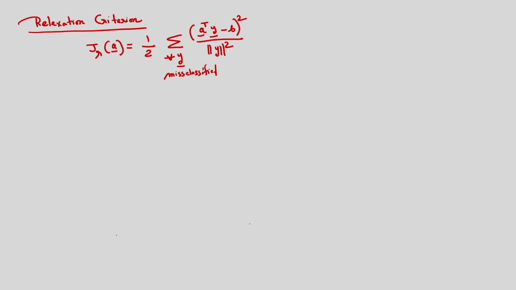So this criterion function is defined like this: J_R, that is the relaxation criterion, for the weight vector A is 1/2 summation of (A transpose y minus b) whole square divided by mod of y square, and this summation is for all y which are misclassified. So this is the criterion function, and that is for the relaxation criterion.